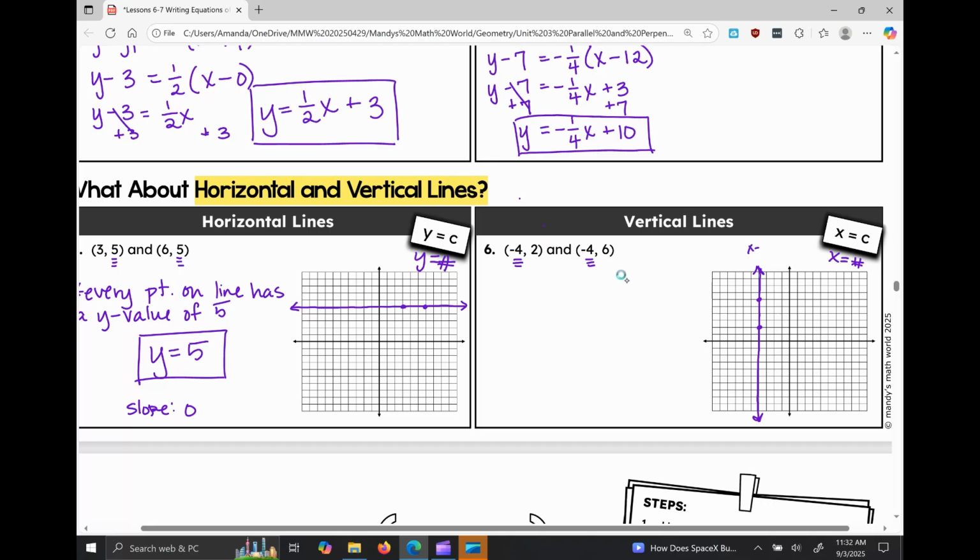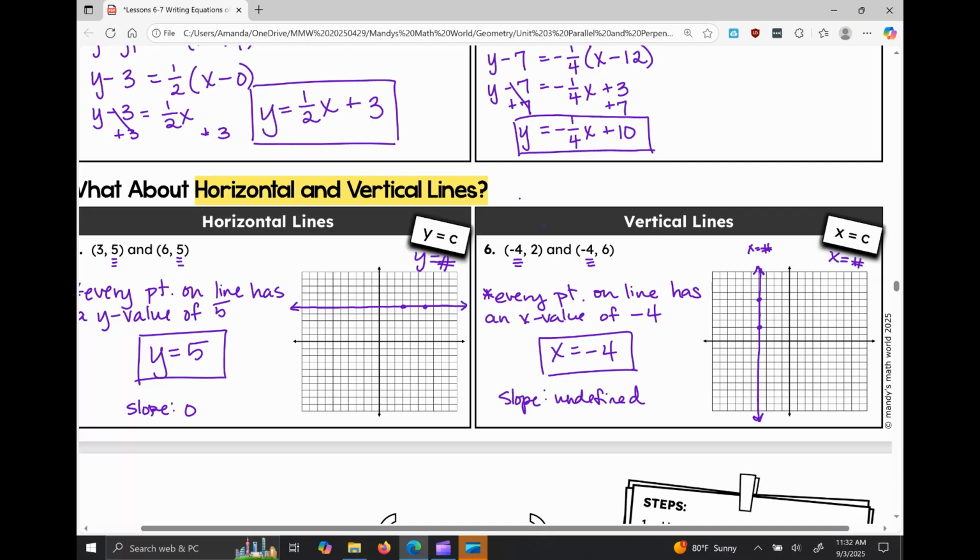So x equals some number. Well, every point on the line has an x value of -4. If every point on the line has an x value of -4, the equation of the line is x equals -4. And that slope, recall, is undefined, right? Vertical lines have an undefined slope.